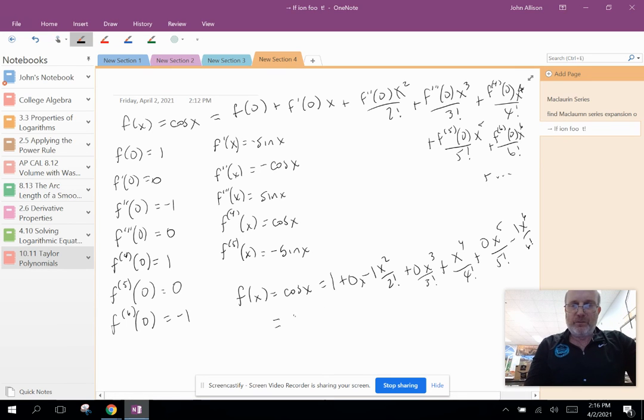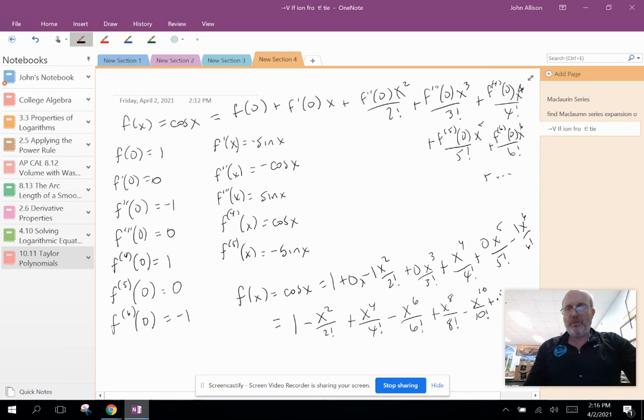So this is equal to 1 minus x squared over 2 factorial, and then plus x to the 4th over 4 factorial, and then minus x to the 6th over 6 factorial. This pattern would continue, and we would do plus x to the 8th over 8 factorial minus x to the 10th over 10 factorial, and this would just continue on forever. That's the Maclaurin series expansion for f of x equals cosine x.